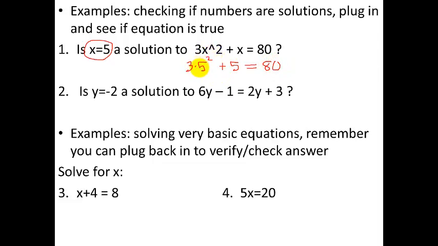I'm going to do my exponent first. 5 squared is 25, and 25 times 3 is 75. Okay, 75 plus 5 equals 80. So yes, x equals 5 is a solution of this equation. If I tried other values, like x equals 4, 3, or 7, they'd probably not work. Maybe they would. There might be more than one that works. But in general, if you just pick a number at random, it's probably not going to be a solution.